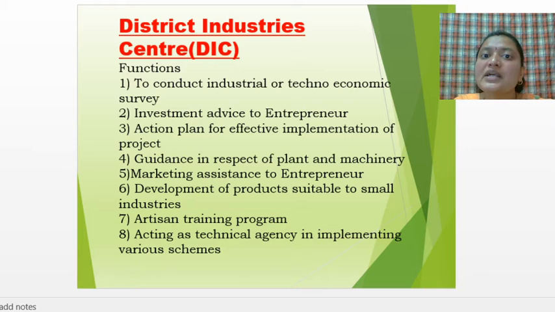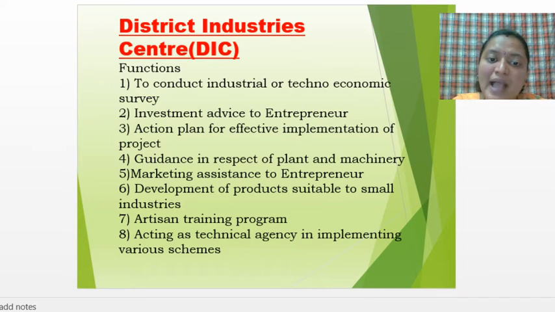Then investment advice to the entrepreneur. Now what do you mean by investment advice? Advice will be given to the entrepreneur based on the investment, means how much capital investment has to be done in the organization. So advice means proper advice and assistance will be given to the entrepreneur based on the investment.